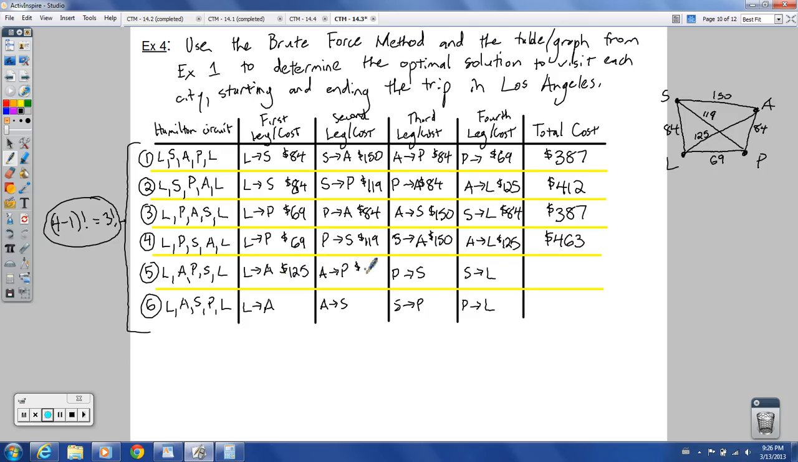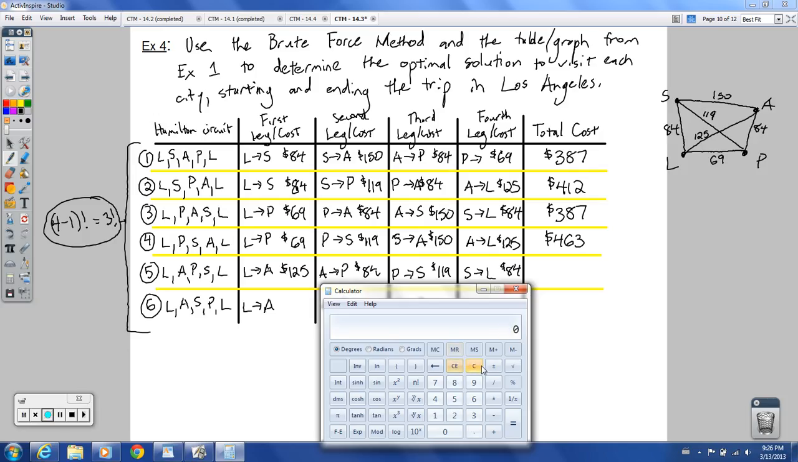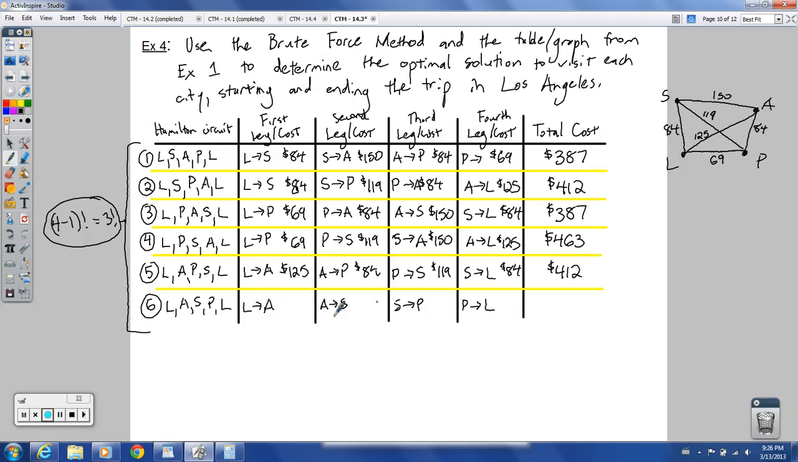That's to Albuquerque, then to Phoenix, then to San Francisco, and finally back to LA. Let's see what we have here. 125 plus 84 plus 119 plus 84 again. There's another 412. And finally L to A, it's the same thing. Albuquerque to San Francisco, 150. San Francisco to Phoenix, 119. Phoenix back to LA, 69.